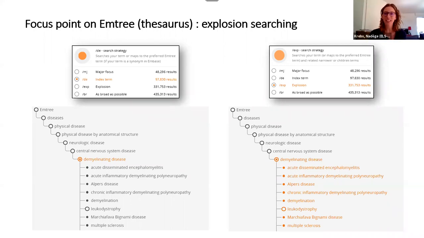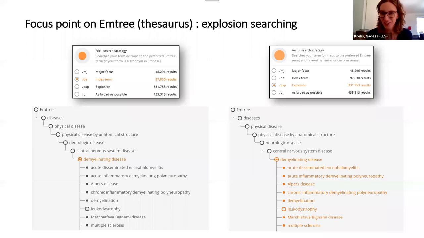What do you think, visually? Let me give you a hint. What is orange and what is not orange? On the left hand side, the ones in orange are the index terms. On the right hand side, the ones in orange are the explosion.